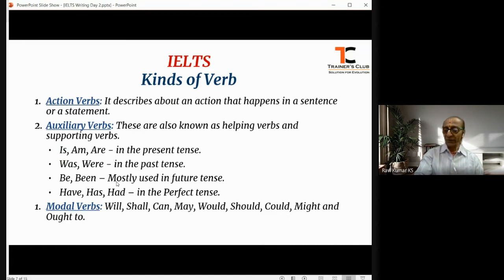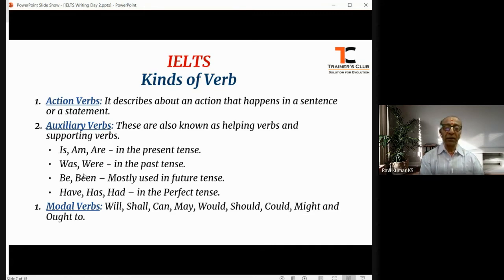Then the auxiliary verbs, these are also known as helping verbs or supporting verbs. So, a set of auxiliary verbs which are very often used in the regular usage of English are is, am, and are. Whereas is and am, these two are singular, and are is plural. These are used in the framing of sentences in the present tense.